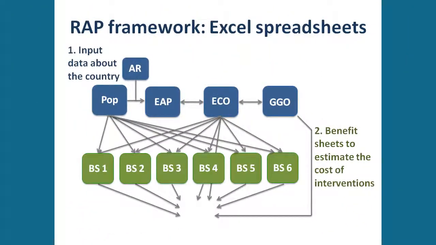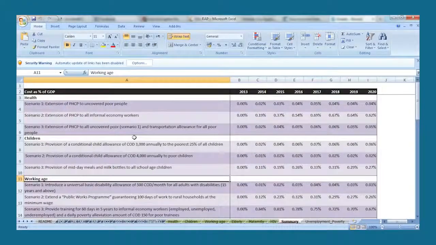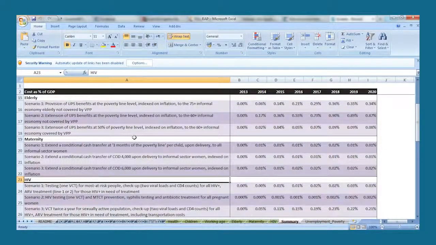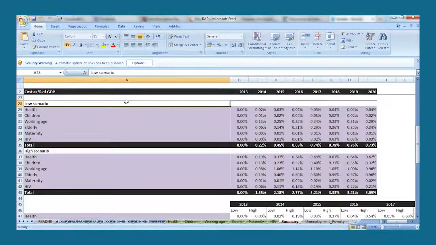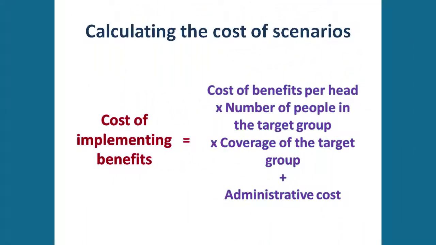Once we know the cost of different scenarios, we can then move on to the last part, in red. This red part of RAP is a summary of the cost of implementing all the scenarios, as well as the cost of low and high scenarios for a combined package of benefits. Next, let's look at the formula used in the benefits spreadsheet. The cost of implementing a scenario is calculated as the cost of benefits per head multiplied by the number of people and coverage of the target group, plus the administrative cost.